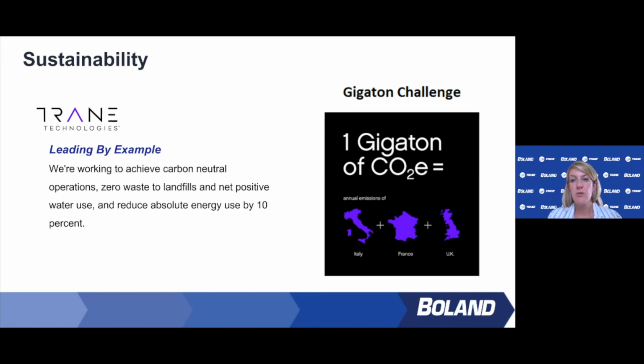So what is Trane doing? Trane is doing a lot. They're setting a great example. I love what they're doing. They have what's called the Gigaton Challenge, where the goal is to reduce their customers' carbon footprints by a gigaton by 2030. And then as a company, you see here on the left too, leading by example, they're also working to achieve carbon neutral operations. So more and more companies every day, we're seeing, are setting sustainability and energy efficiency goals.